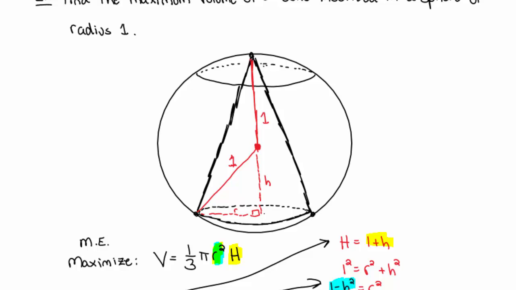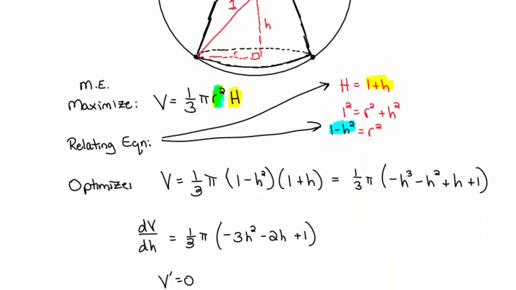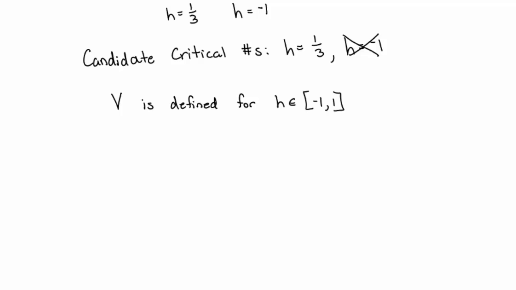If h is a +1, that means we've lowered the bottom of this cone all the way to the very bottom of the sphere. And when you do that, you'll get a cone that is a stick, essentially. It's no longer a cone. It's just a very long line. And so in that case as well, the volume is definitely not maximized. But to be rigorous about it, we'll make a table of values, h versus volume, and we'll plug in the end points of this closed interval and also our critical numbers.